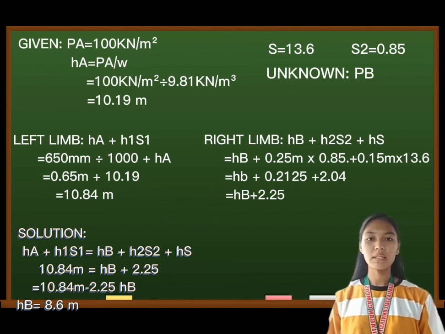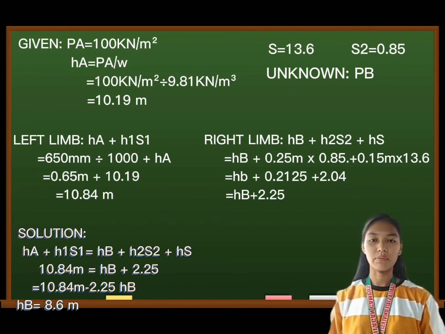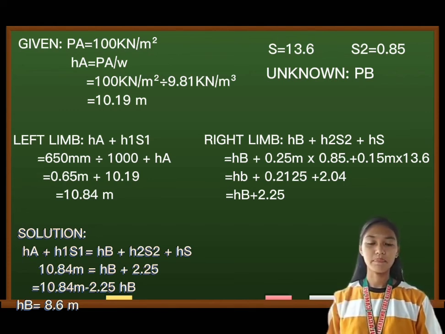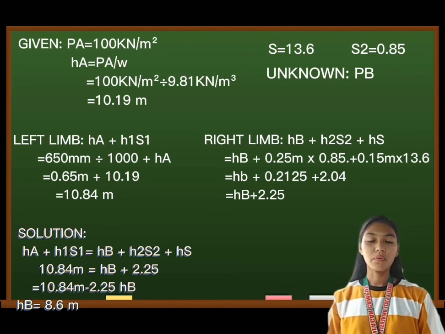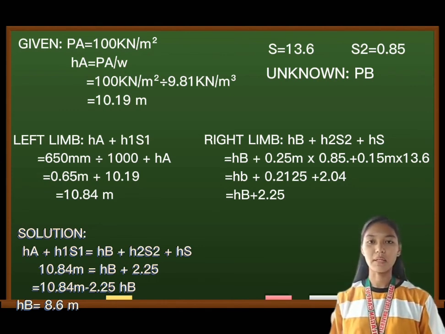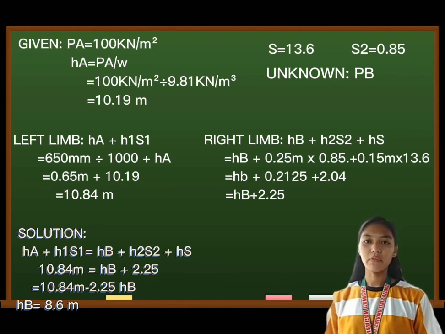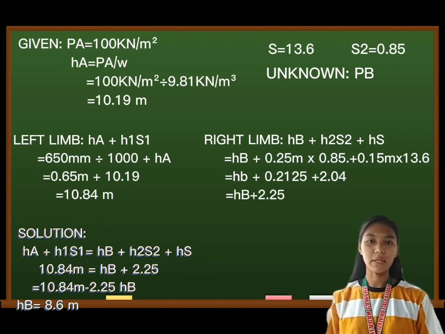So, to get the pressure head at B, we need to use the equation of the left limb and the right limb. The value of the left limb, 10.84, is equal to the value of the right limb, which is HB plus 2.25. So, we transpose HB plus 2.25 to the left side, so it becomes negative. So, 10.84 minus 2.25 is equal to HB, which is 8.6 meter.